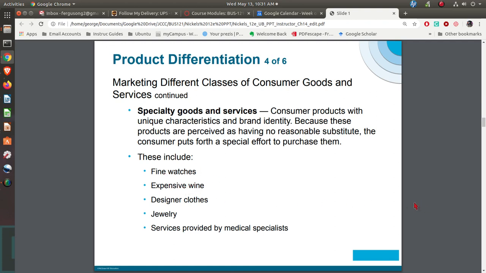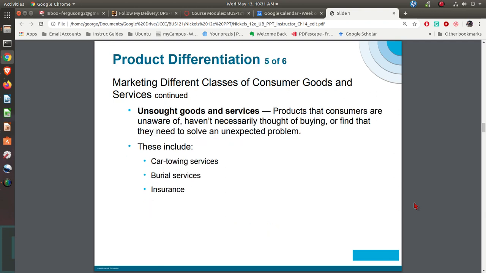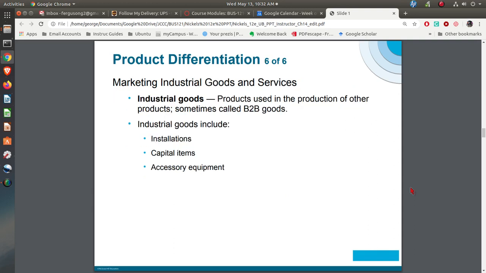People will spend more money for those because they are looking for something that is very different from what they could get otherwise. Then you have your unsought goods and services. Nobody wants to have their car break down, so you're not going to be out looking for car towing services. Nobody wants to die, so you're not going to be shopping around for funeral homes. There are some things that we don't even look for until we absolutely have to have it. You also have your industrial goods. In other words, if you are selling equipment to other companies so that they can make their products.